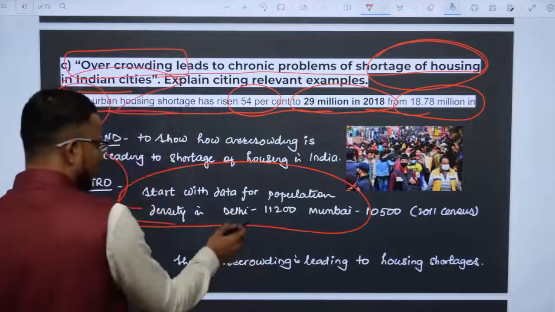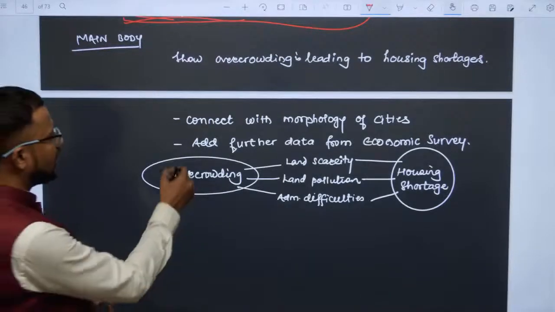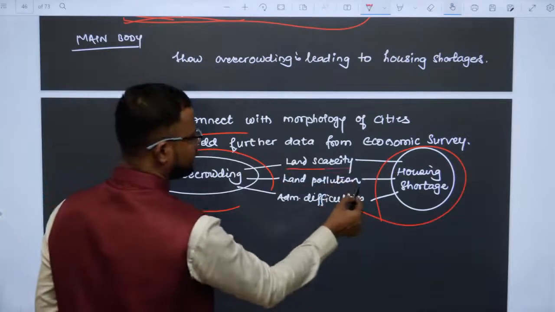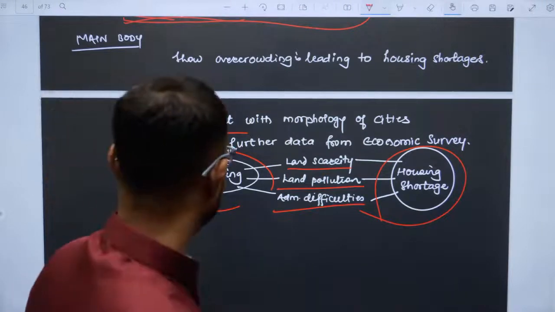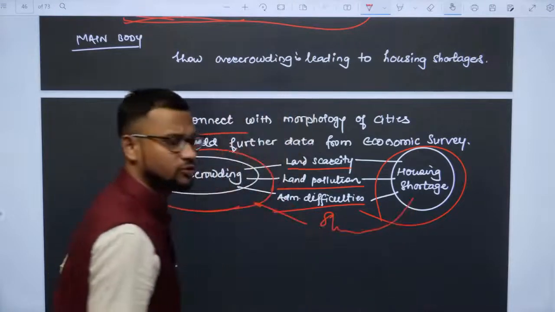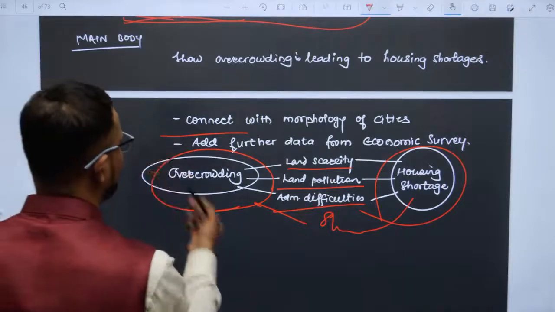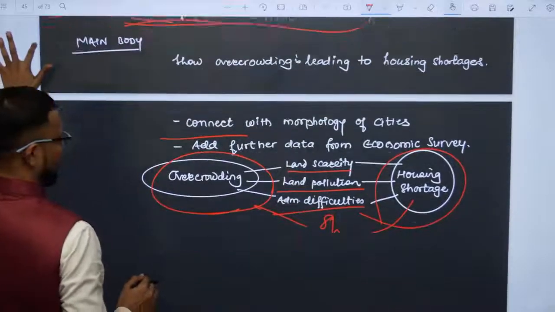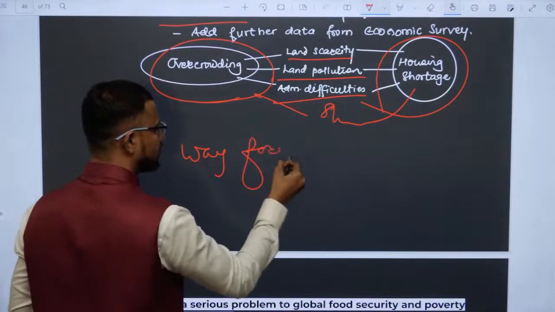So data for this overcrowding, then main body, write how this overcrowding leads to a housing shortage. Like say land scarcity है, land pollution है, administrative difficulties है, you can add further more points. Okay, like say it leads to slum development है, again housing shortage है. Okay, and you can add many things again, say accordingly, deforestation and again lead to those issues also. ठीक है? So this way, and finally write the way forward, how to manage even in this situation.